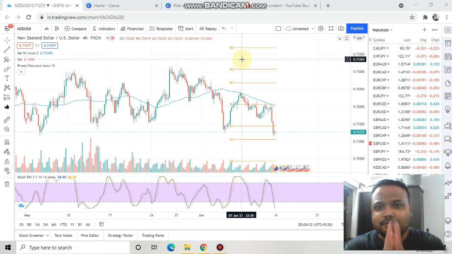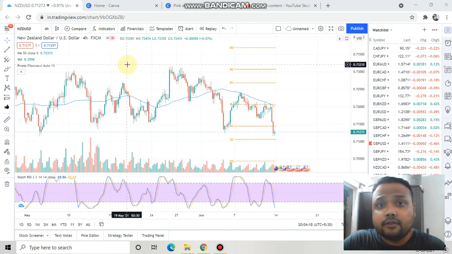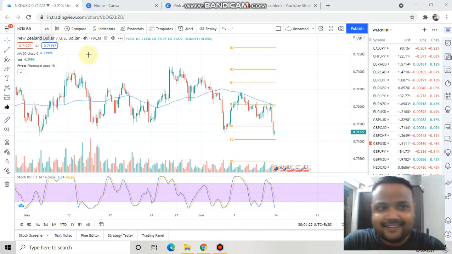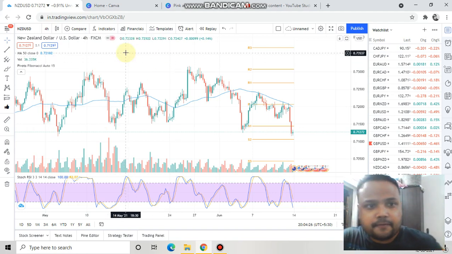So let's get started. This is the NZD USD chart in front of us right now. This is the 4 hours chart, which means I'm in the 4 hours time frame, my favorite. Okay, so let's do the analysis first.